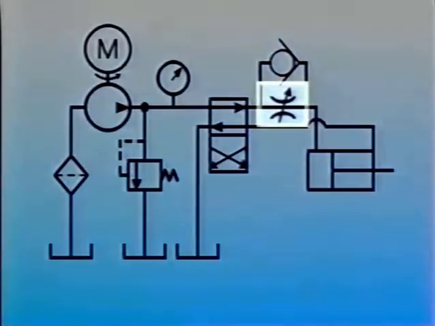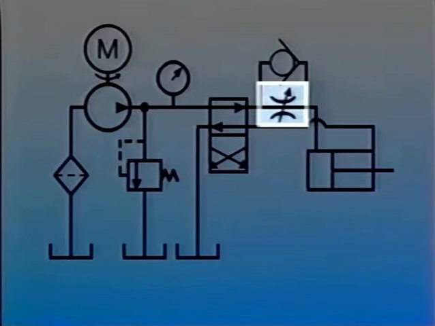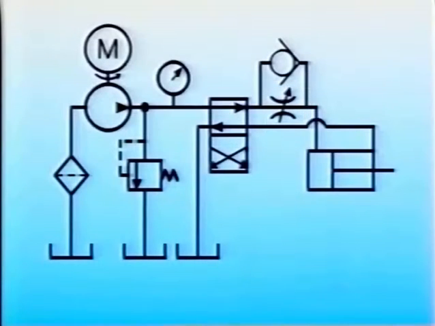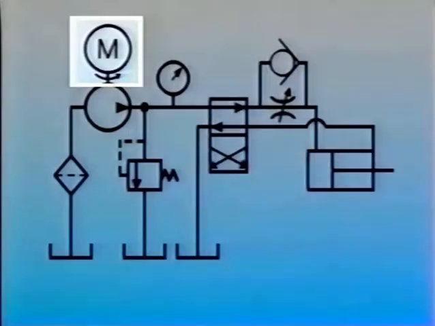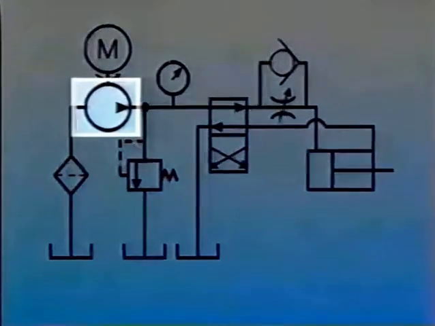Flow control valves are represented by a symbol like this. The arrow indicates that the flow rate is adjustable. Hydraulic pumps are usually driven with electric motors. This is the symbol for an electric motor. The arrow indicates a shaft which rotates in one direction only. This is the symbol for a pump. The single solid arrow indicates the direction in which fluid moves through the pump.